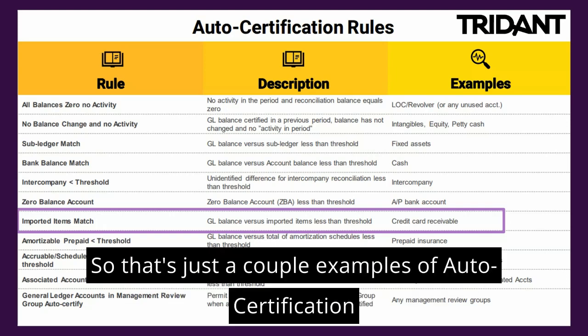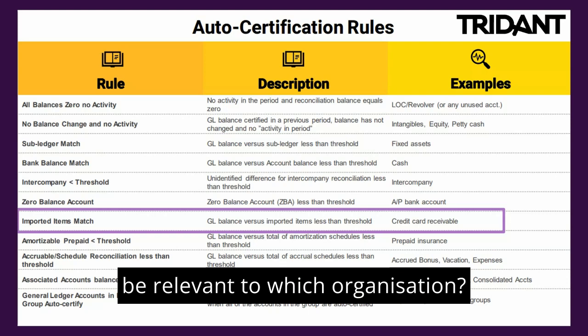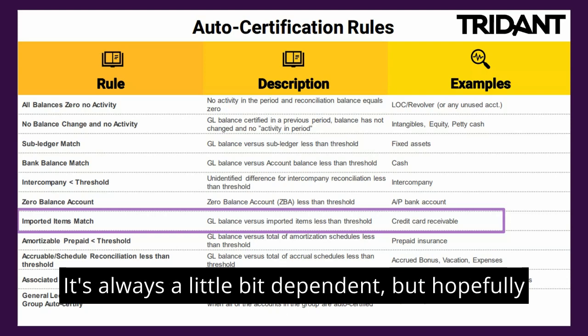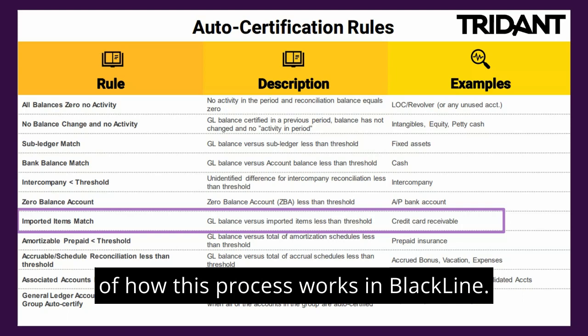So that's just a couple examples of auto certification and the principles that work. What rules are going to be relevant to which organization is always a little bit dependent, but hopefully that gives you a bit of an idea of how this process works within BlackLine.